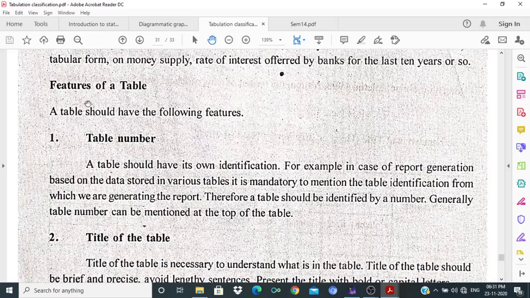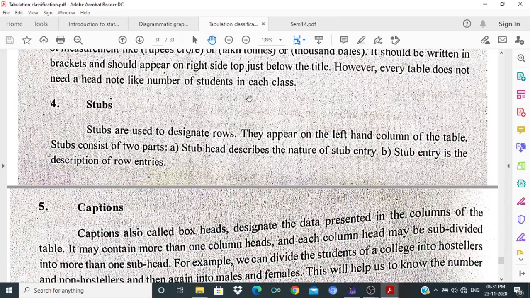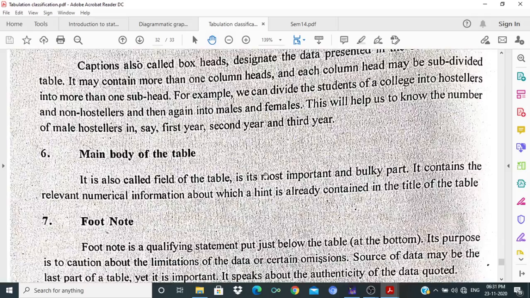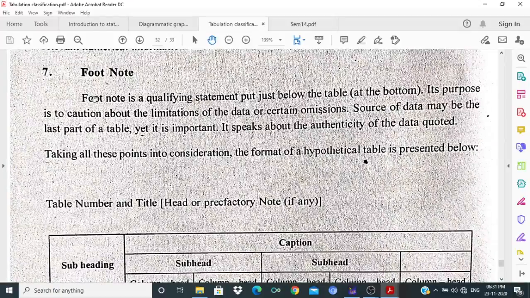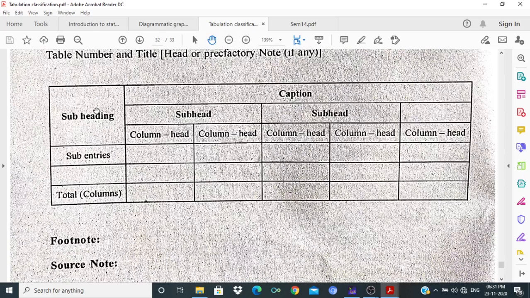There are some features of a table. A table should have a table number, title of the table, head note, stubs. Stubs are the headings of the rows, used to designate rows, and captions are also called box head. Then the main body and footnote. These are the main prerequisites for a table.